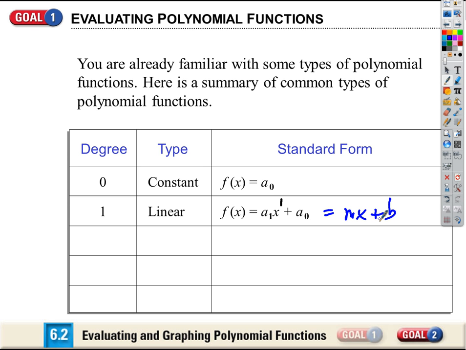They're constants, right? If we write it as a polynomial, instead of m, we'd write it as a sub 1. Instead of b, we'd write it as a sub 0. But it's the same thing. It's the same exact thing you've already done, okay?